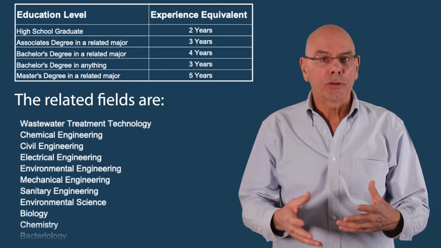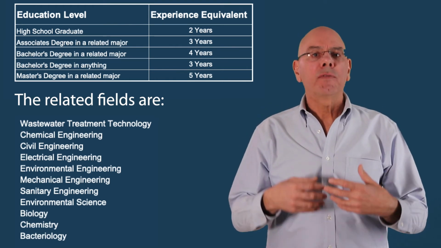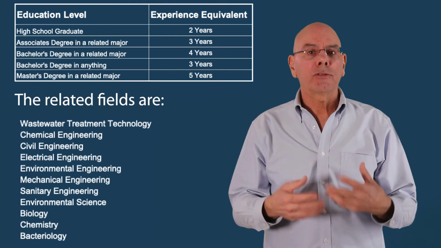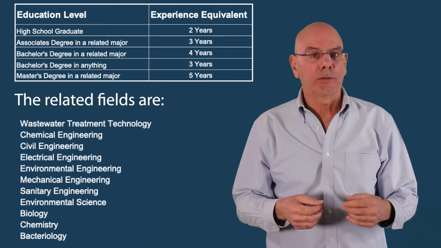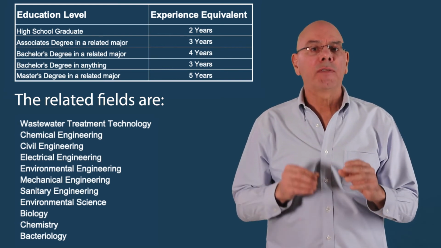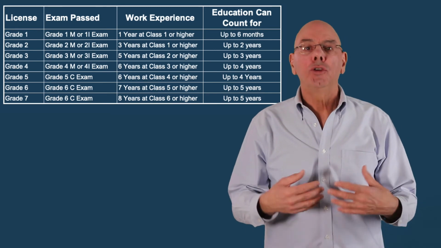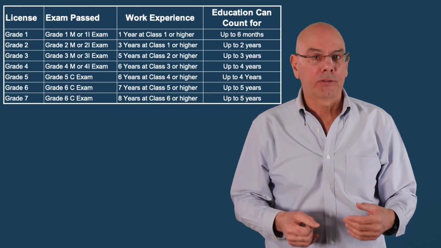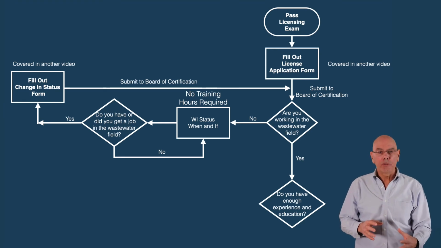A bachelor's degree in a related field can count for up to 4 years of experience, whereas a bachelor's degree in an unrelated field can count for only up to 3 years. And a master's degree in a wastewater-related field can count for up to 5 years of work experience. And depending on the grade of the license you're applying for, there are limits on how much education you can substitute for work experience.